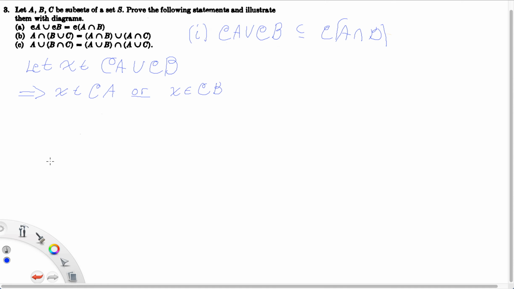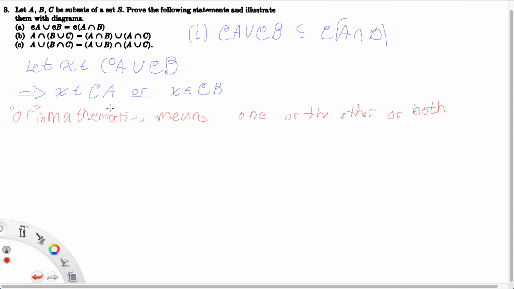And let me just emphasize something here. I want to write this in red. When we say "or" in mathematics, the mathematical "or" in mathematics means one or the other, or both. Or both.